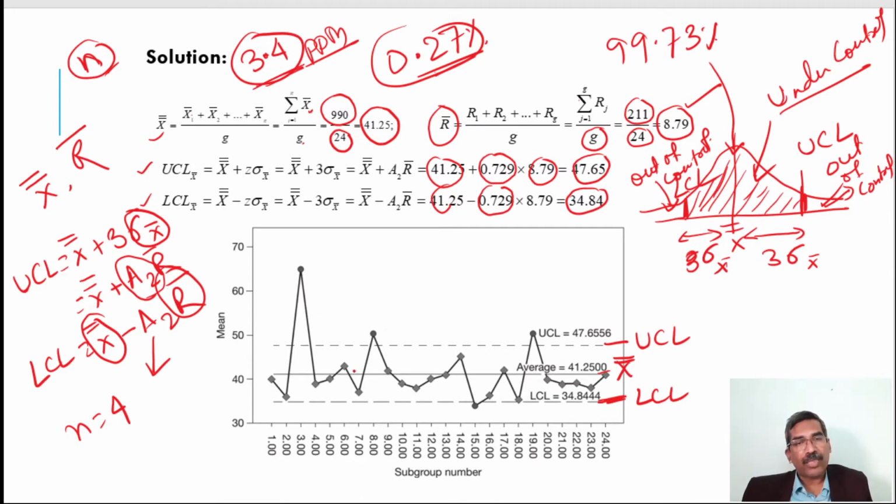Now we place the X bar of the different subgroups in this chart. If this is the X bar chart, then we have to plot all the mean values of different subgroups here, from subgroup 1 to subgroup 24. So we can see that this subgroup, this subgroup, this subgroup, and this subgroup lie outside the upper control limit, and this is outside the lower control limit. So these four data are out of control.